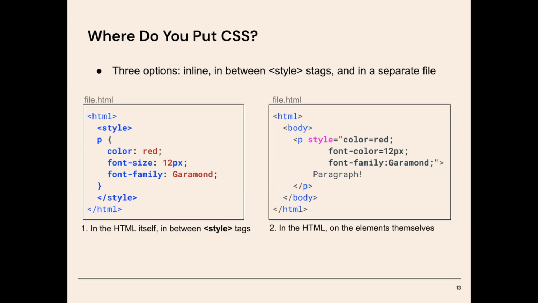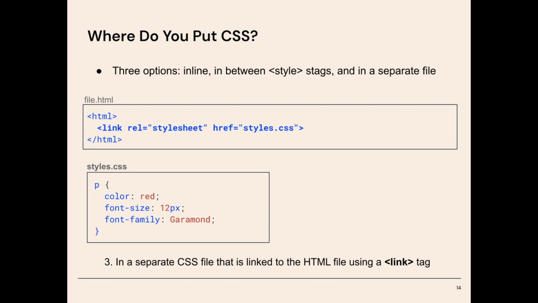Now, where do you put CSS and how do you tell HTML to use it? We have three options. We can either put it inline within the actual HTML tags, we can put it in between style tags all at once, or in a separate file entirely, and then we can link to that file using a link tag in the HTML file.